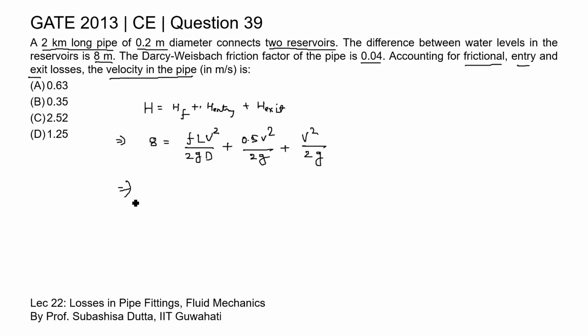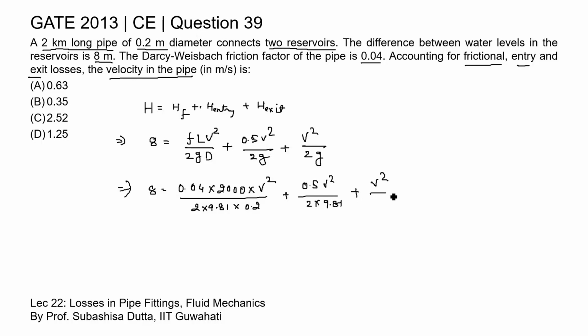So now just substitute the values. The friction factor is given as 0.04. The length of the pipe is 2 kilometers, so 2 kilometer means 2000 meter, and the velocity we need to find, V square by 2 into g. So g is 9.81, and the diameter of the pipe is given as 0.2 meter, plus 0.5 V square by 2g, where g is 9.81, plus V square by 2 into 9.81.